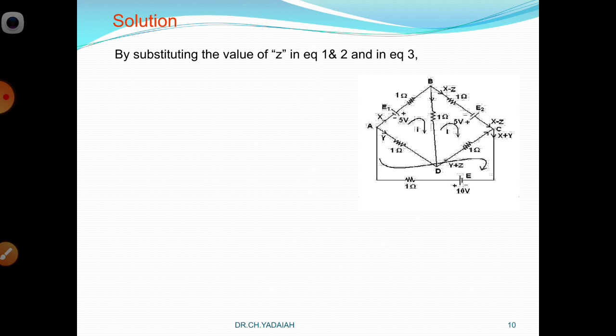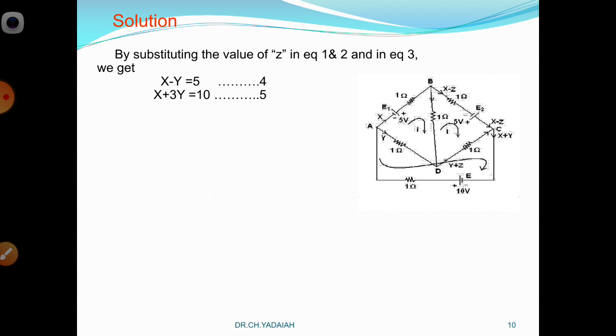Now, in this equation, by substituting the value of z in equation 1 and 2, we are going to get the third equation. Okay. So, 1 and 2, what we got? We got x minus y is equal to 5. From the equations we are going to get the fourth equation. Now, the fourth and fifth equations: x minus y is equal to 5, x plus 3y is equal to 10. Now, both are simplified.